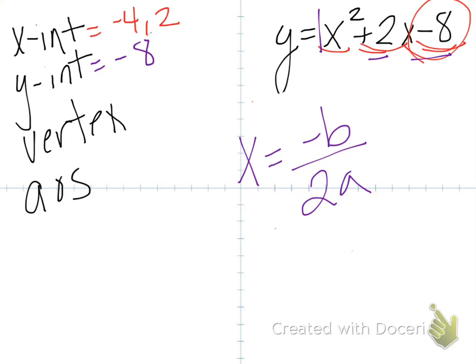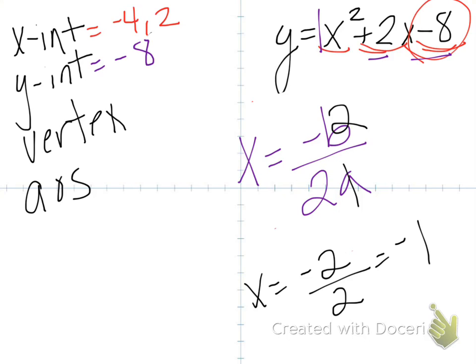My b is a 2. Let me change colors. I'll just do black. b is 2, right? And a is 1. So I have x equal to negative 2 over 2 times 1, which is 2. So my x value is negative 1 on my vertex.